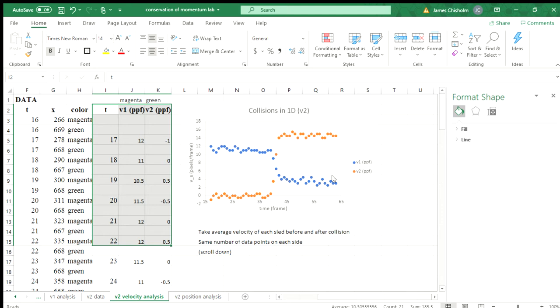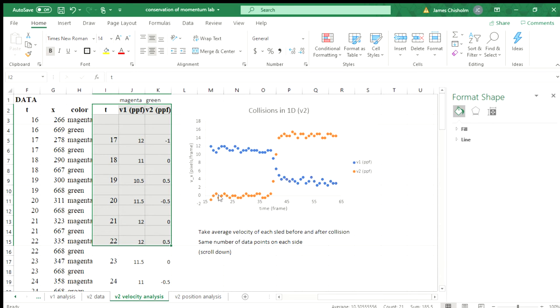Same thing on the other side. This is after the collision. Notice that we have a change in velocity. For V2, the cart kept moving forward, so our velocity is positive. In V1, sled number 1 is going to be moving backwards, so this will become negative. But notice even then, my velocity starts to dip downward.